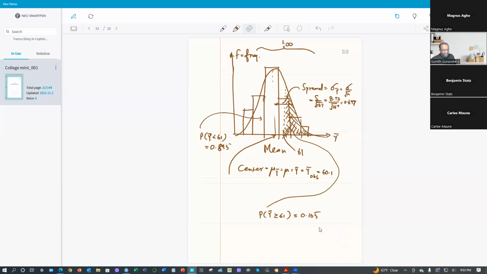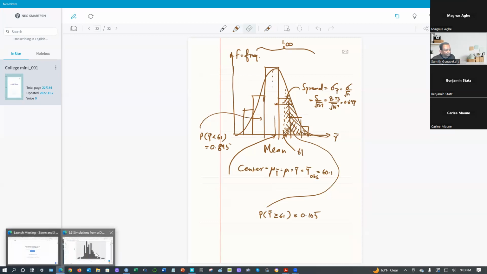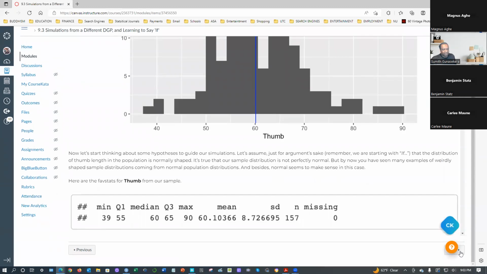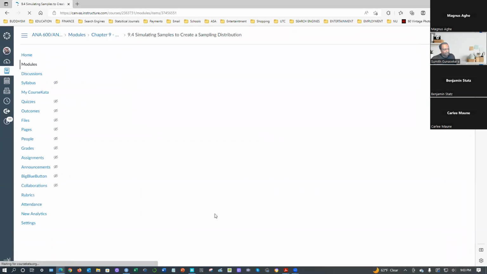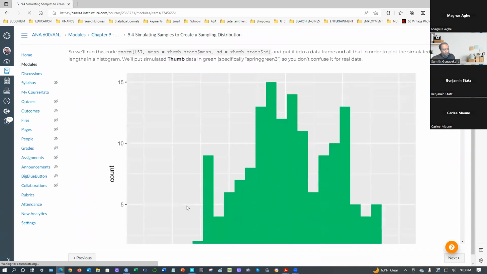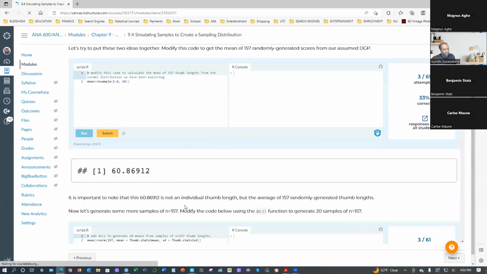We can get that one using R, both of them. You can get this shaded region. We have done that at a certain point. Keep going.